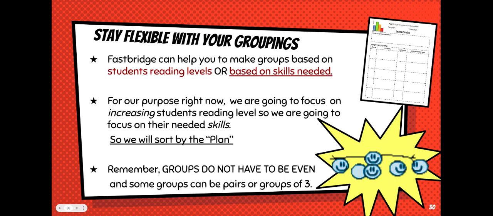Click the link on this page for a digital version of the organizer that we will use for this activity. You can see it up here in the top right corner. Remember, FastBridge can help you make groups based on student reading levels or based on skills. For our purpose right now, we are going to focus on increasing students' reading level. So we are going to be focusing on their needed skills. So we are going to be sorting by the plan. Remember, groups do not have to be even, and some groups can be pairs or even groups of threes.